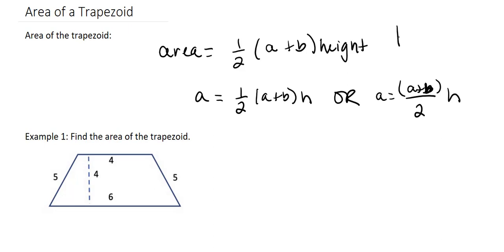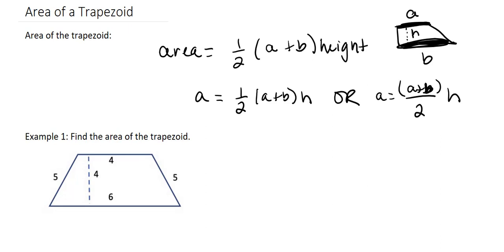And if we were to show a trapezoid, these are the parallel lines at the top and the bottom. We can say this is A and this is B, and then the height is in between that. That's the height that we're looking at. So let's go ahead and look at the first example to see how this plays out.